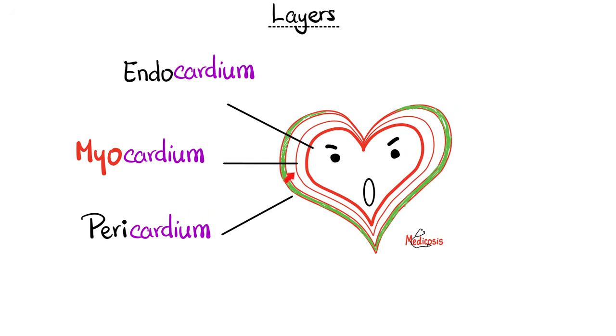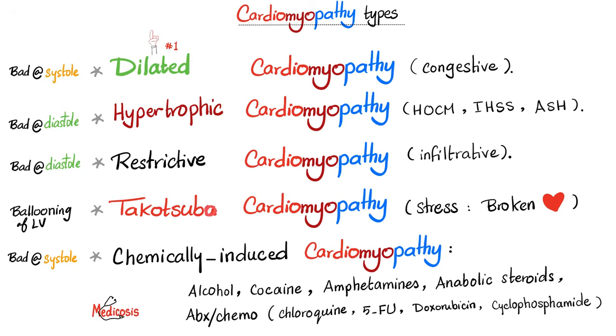Back to basics. Here's the wall of the heart. The inner layer is the endocardium, the middle layer is the myocardium or the muscle layer, and then the outermost layer is the pericardium. Cardiomyopathy affects the myocardium. That's why it's called cardiomyopathy. Types of cardiomyopathy include dilated cardiomyopathy, hypertrophic cardiomyopathy, restrictive cardiomyopathy, Takotsubo cardiomyopathy, and chemically induced cardiomyopathy.